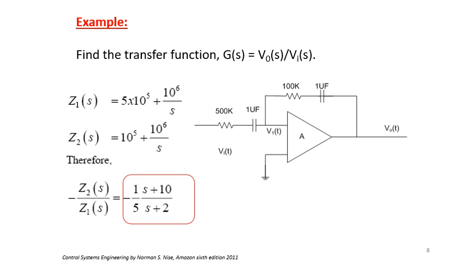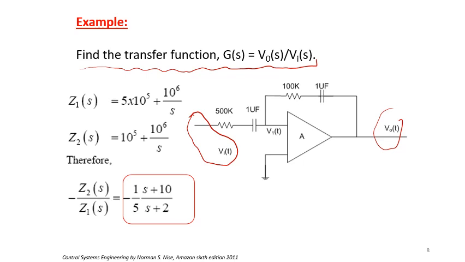Let us look at this example. Of course, as I told you, the transfer function is known. All I need to know is identifying Z1 and Z2. So here in this example, he's asking me to calculate the transfer function Vout over Vin for this system. This is Vout and this is Vin. So Vout over Vin is the output over input of the inverting amplifier.